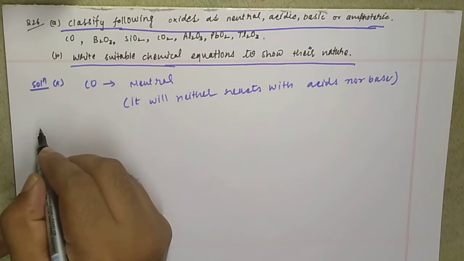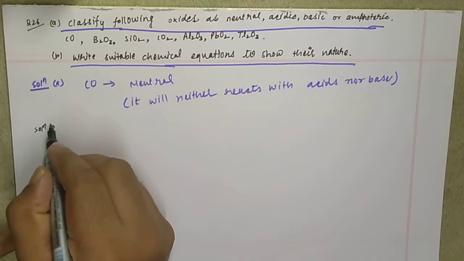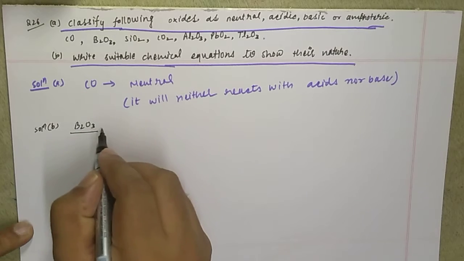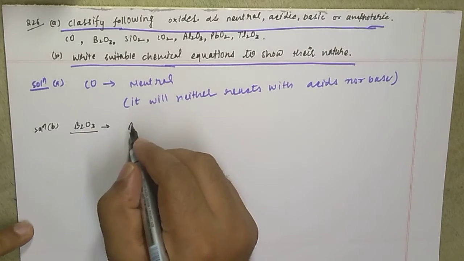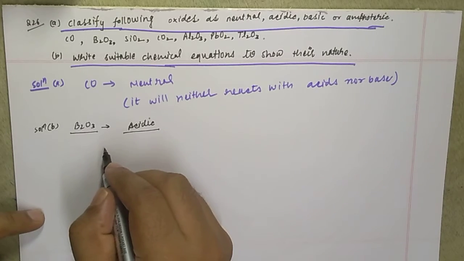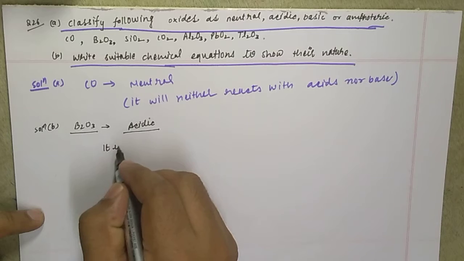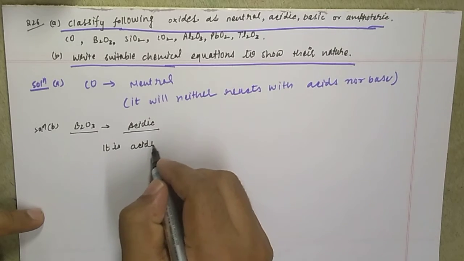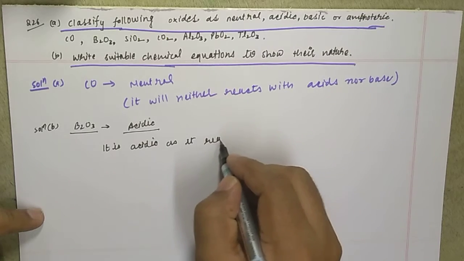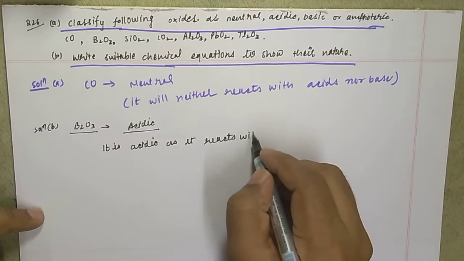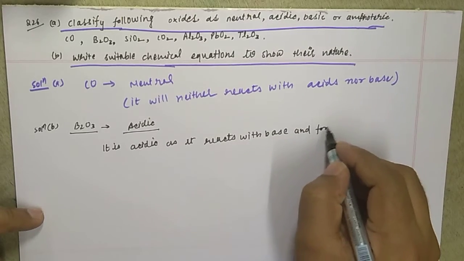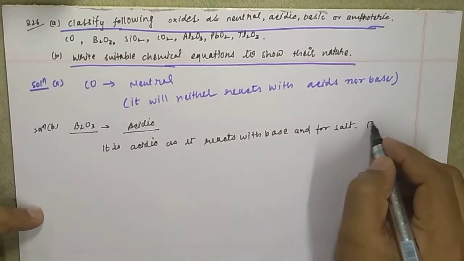Now solution number B, that is B2O3. B2O3 is an acidic molecule. Why is it acidic? It is acidic as it reacts with base and forms salt.